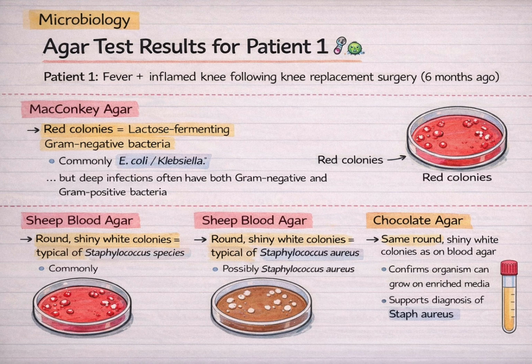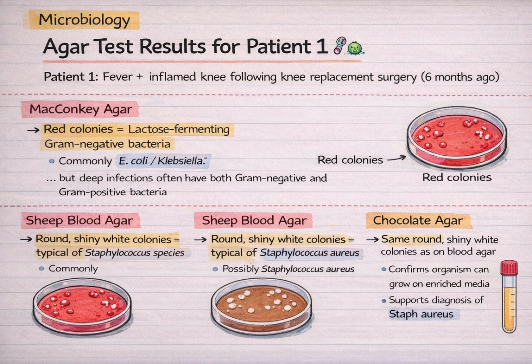In deep infections, especially around prosthetic joints, you can sometimes get mixed growth, so this may just be background or secondary bacteria. Next, sheep blood agar. Here we see round, shiny white colonies, which is a key finding. This is typical of Staphylococcus species, and most importantly, suggests Staphylococcus aureus. And you should immediately link this to the clinical scenario, post-surgery implant present, signs of infection. S. aureus is a very common cause of prosthetic joint infections.